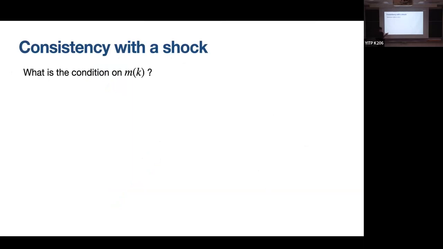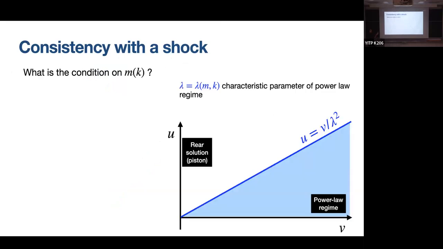And in order to find the condition on M, the similarity exponent, it's actually simpler to look at the solution in the UV plane. So the axes here are the Riemann invariants, U and V, which are functions of the pressure and the Lorentz factor. And actually the solutions are characterized by this parameter lambda. Lambda is simply a combination of M and K. It characterizes the power law asymptotic behind the shock.